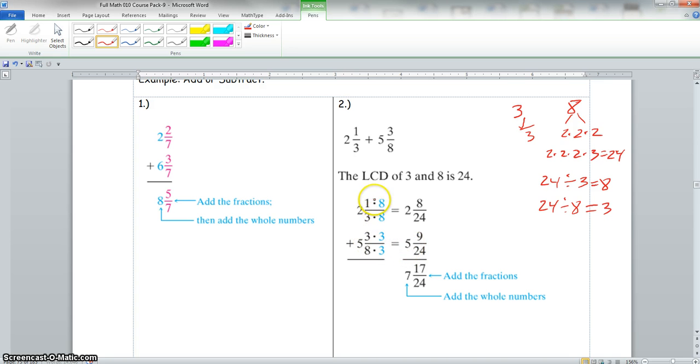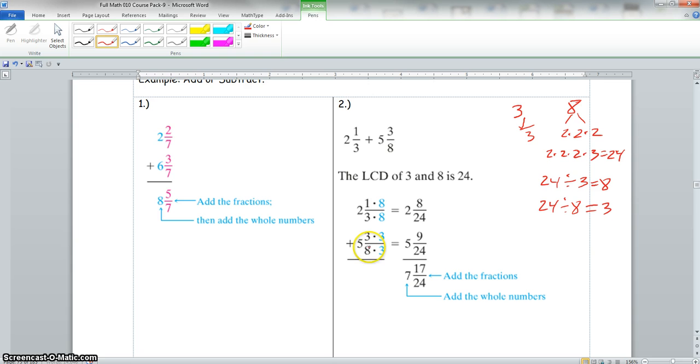Now we multiply these fractions. You got 3 times 8, which gave you the denominator of 24, which we discovered here. And then 1 times 8 is 8. Then here we add 8 times 3 is 24, and 3 times 3 is 9. Now we add them together like we did in problem number 1. We have 8 over 24 plus 9 over 24, which is 17 over 24. And we have 2 plus 5 is 7.